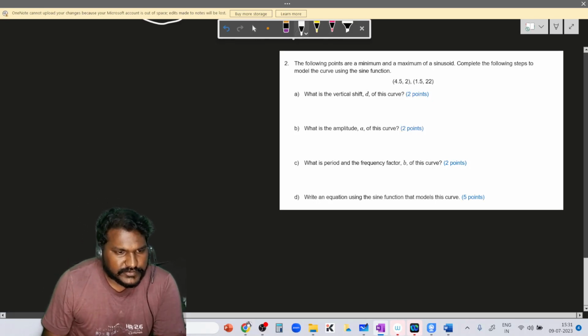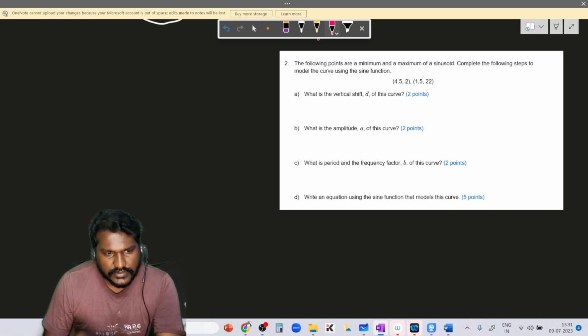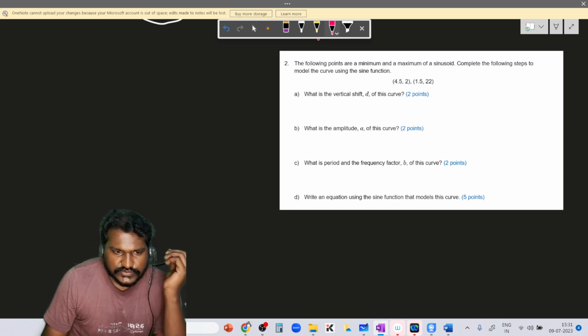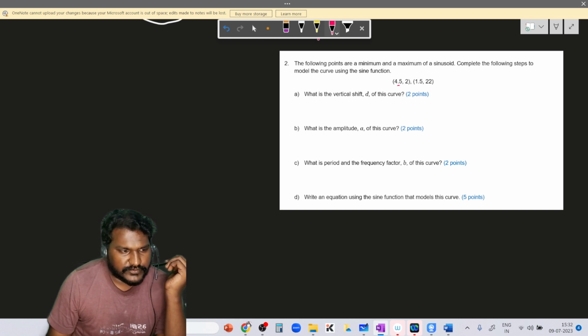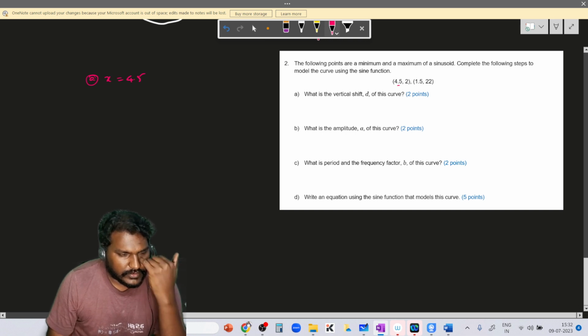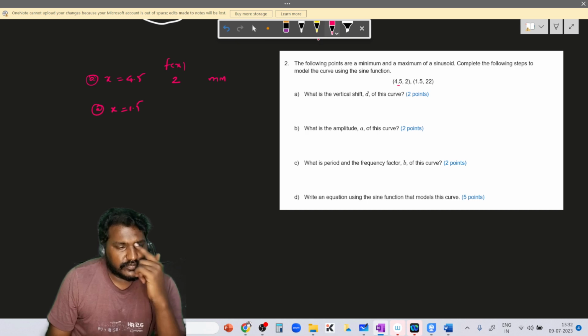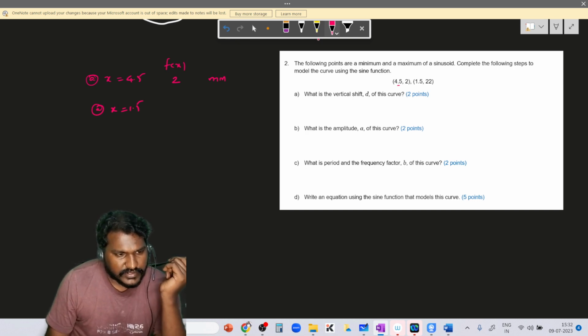Right here, if you observe carefully, the following points are the minimum and the maximum of a sinusoid. Complete the following steps to model the curve using the sine function. At x is equal to 4.5, f of x value is 2, so that is a minimum, and at x is equal to 1.5, f of x value is 22, so that is maximum.